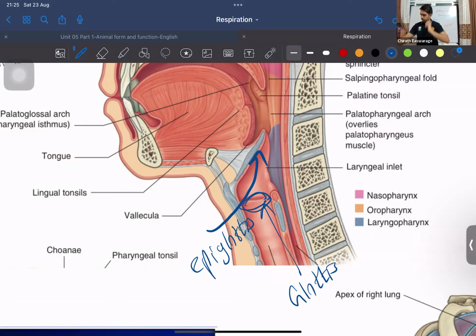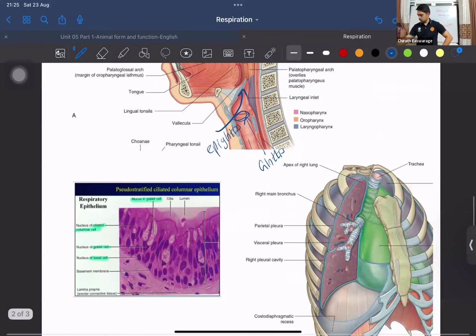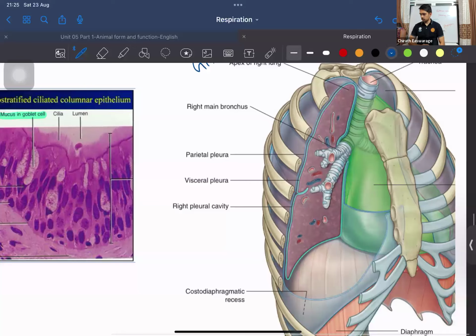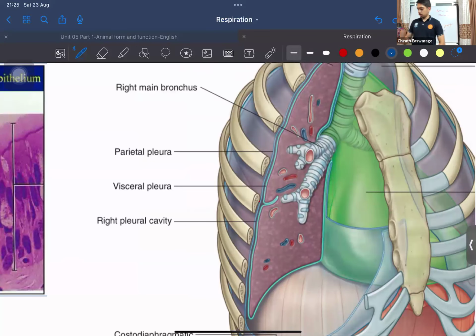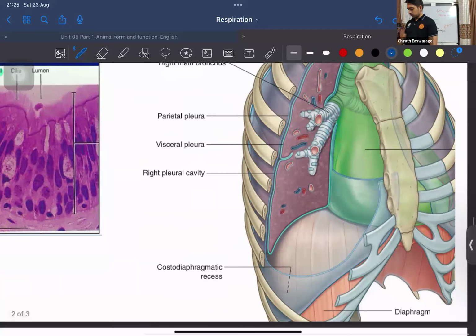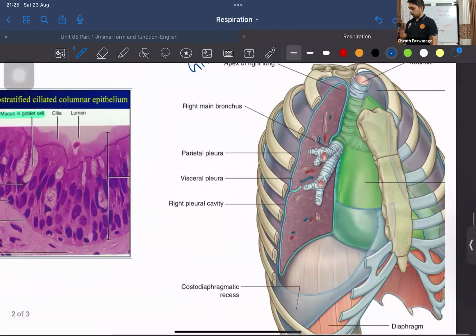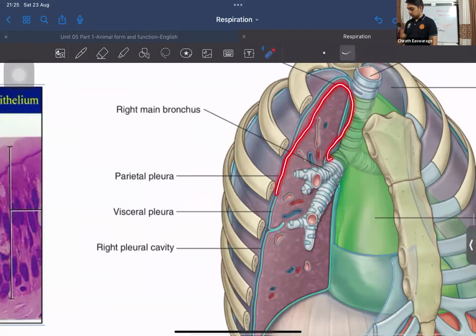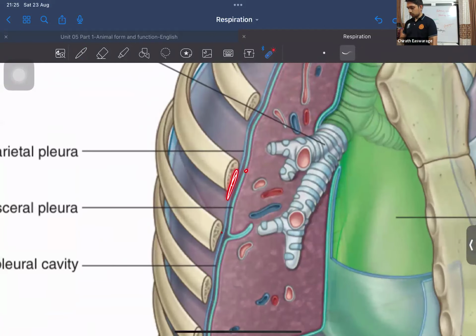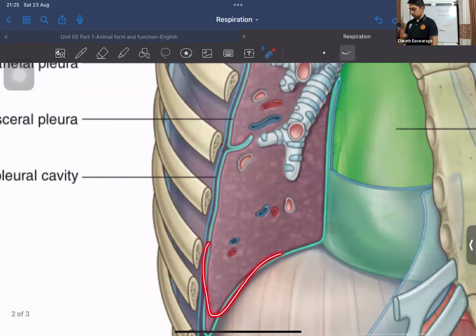Okay. Right. And this is a bit about the pleura, right? Listen carefully. There are two layers of pleura. What are they? The visceral pleura and the parietal pleura. What did I tell you about the visceral pleura? It is like the skin of the lungs. Can you see the inner layer? There are two layers. This inner layer is the visceral pleura. It is like the skin of the lung.